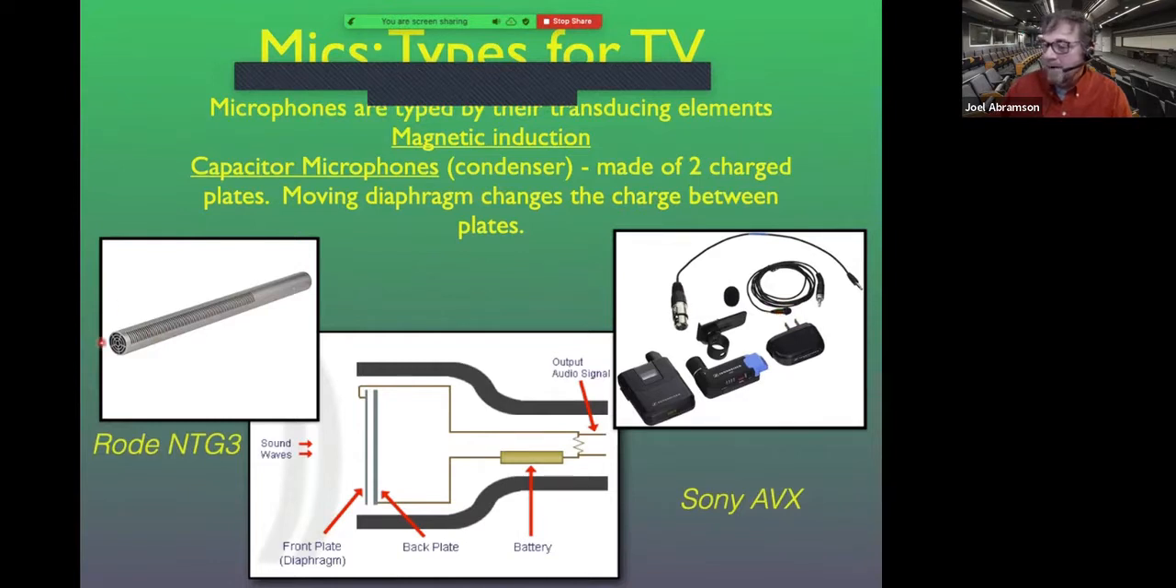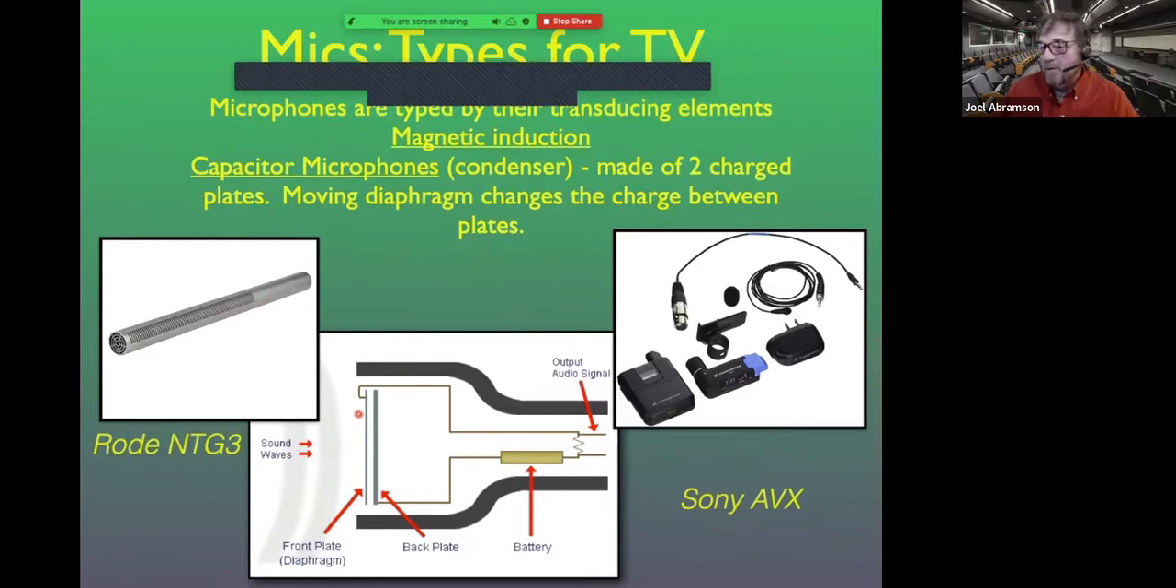Now this shotgun microphone would be a hypercardioid, and this lavalier microphone would be an omnidirectional microphone. But they're the same type of microphone as far as their construction. They're both capacitor microphones. Acoustic waves come in and hit a diaphragm right here.